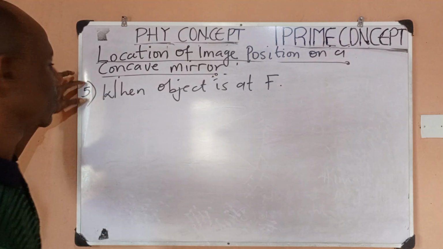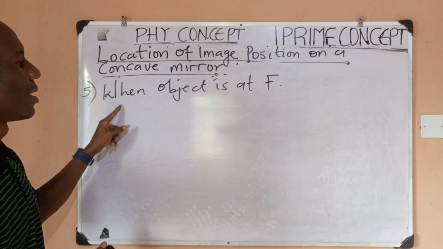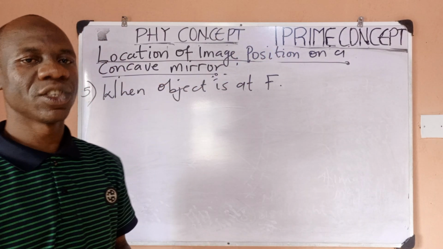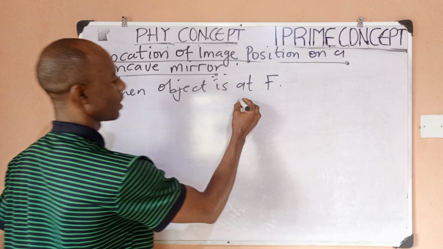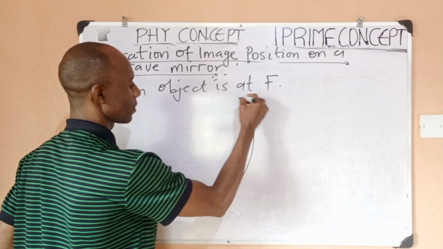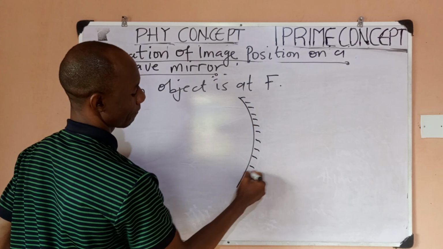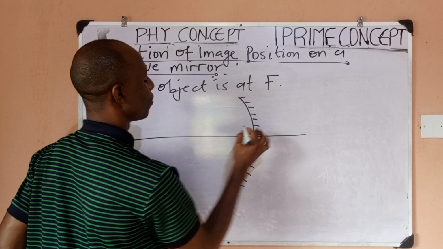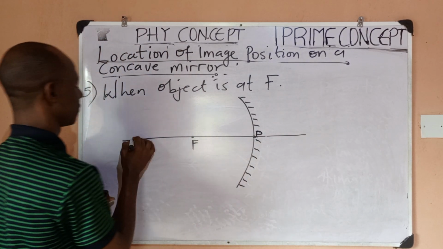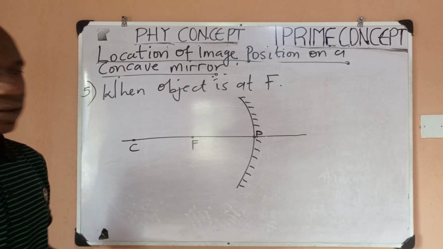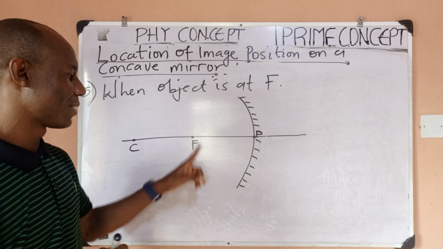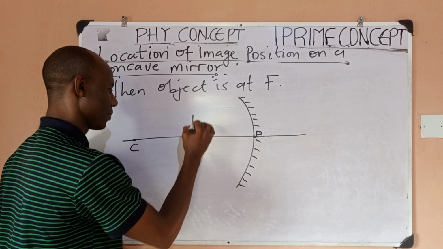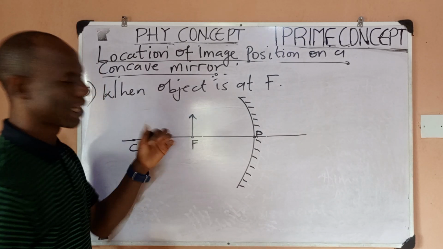Now, this is number 5. We want to look at when our object is at the focal point F, where will the image be formed? Let's do that very quickly. This is my pole, this is F, and this is C, right? So, when the object is placed at point F, where will the image be formed? Now, let's see. This is my object at point F.